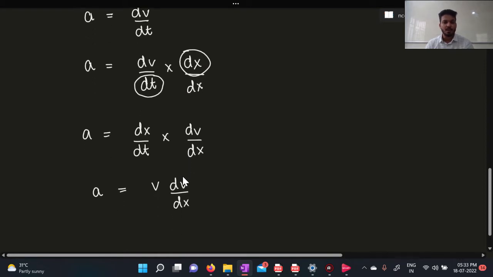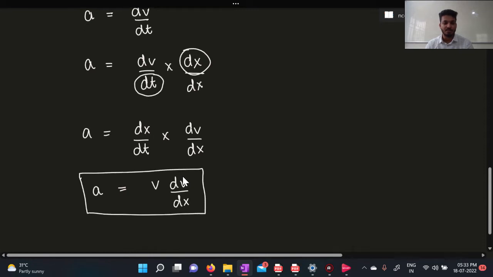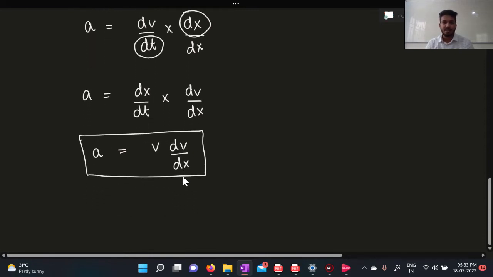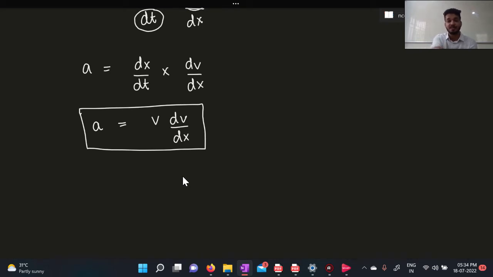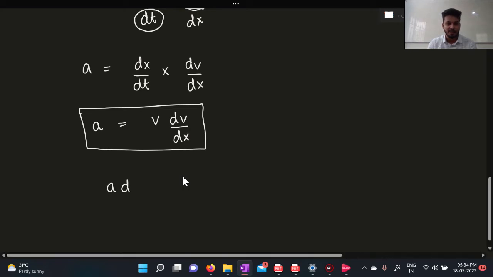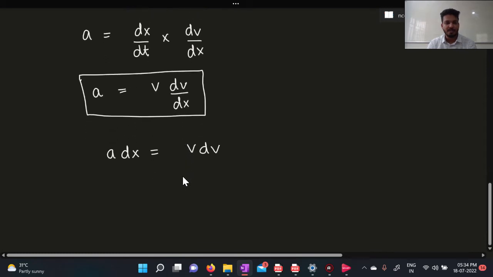This is one important result that is useful in other situations also. So I'm going to make this a box. Obviously this is not the equation of motion I'm looking for, but I'm still boxing it because this is important for the future. So from here, what I did in the previous section, I'm going to cross multiply. I'll have a dx equal to v dv. Then what do I do?